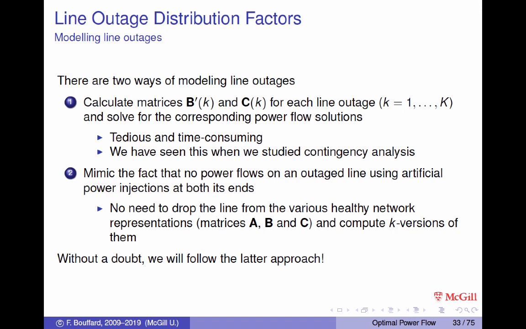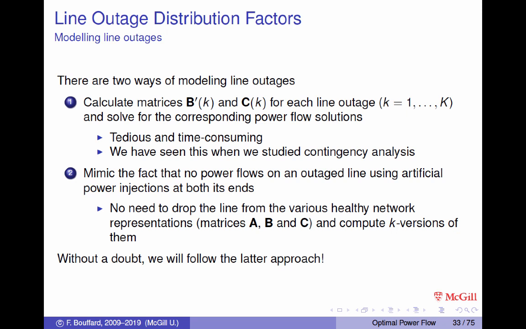However, in the second option, and this is really the clever one, and this is something that you might need to sit down and try to convince yourself of, beyond what I'm telling you here. This is not an obvious thing. Well, the idea is that we can mimic that there's no flow on the line by basically making it believe that there's no flow in the line by having virtual power injections at both of its ends.